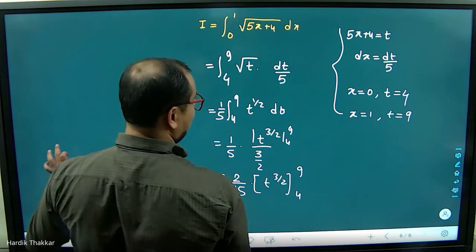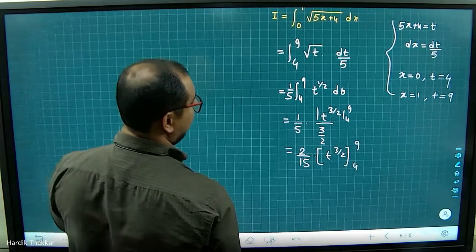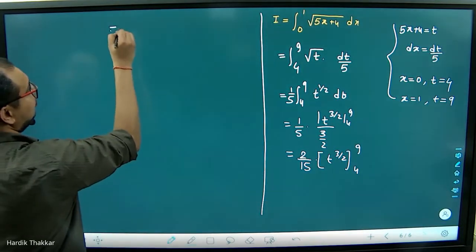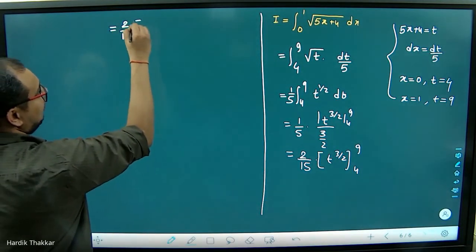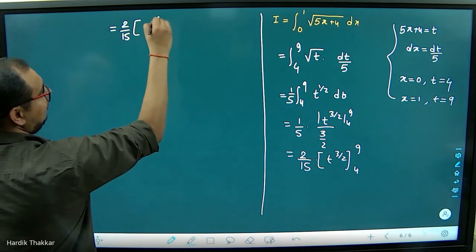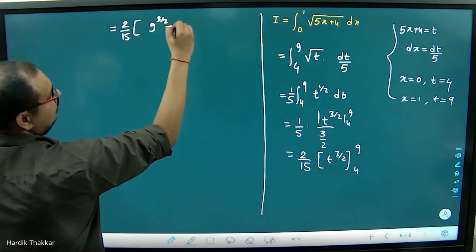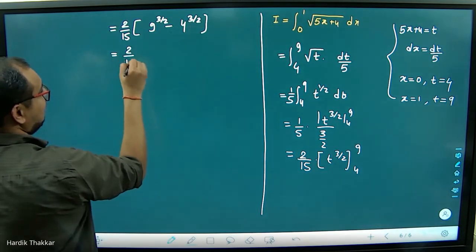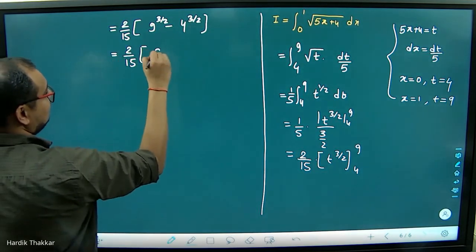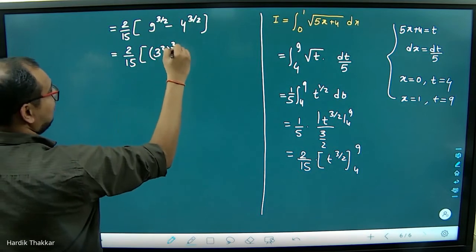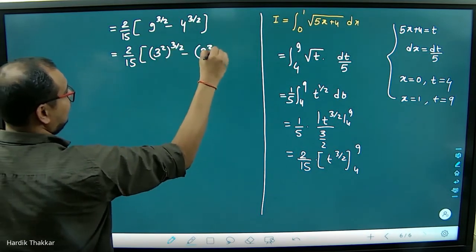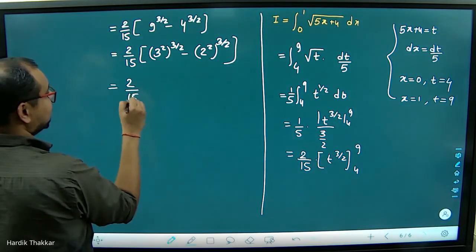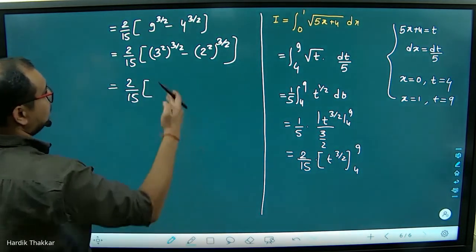Okay. Now apply the limits. So when we apply the limits, it will be 2 upon 15. Upper limit will be 9 raised to power 3 by 2 minus 4 raised to power 3 by 2. Further, it is 2 by 15. So we can write 9 as 3 square whole raised to power 3 by 2 minus 2 square whole raised to power 3 by 2. And further, it will be, यहाँ से ये 2 और 2 cancel out हो जाएगा.